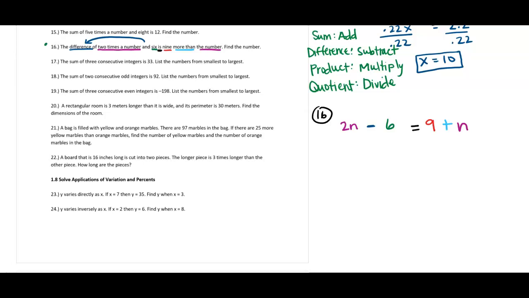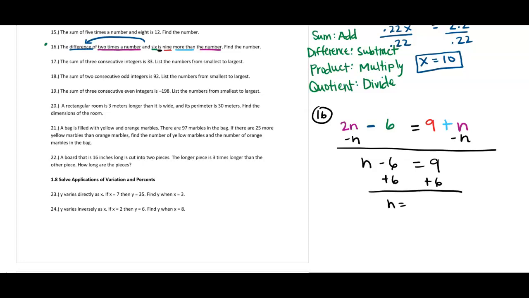All right, now let's get our n's on the same side of the equation and our whole numbers on the other side. So I'm going to subtract my n over here. That will give me n minus 6 equals 9. And then I'll add 6 over to get n by itself. So n equals 15. So the number that I'm finding is 15.